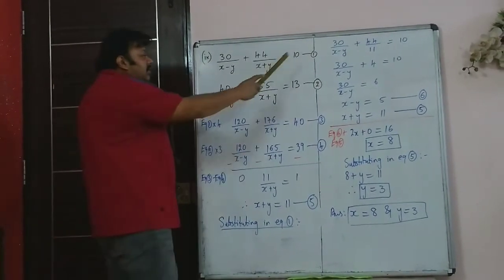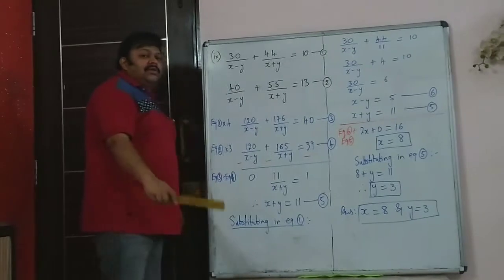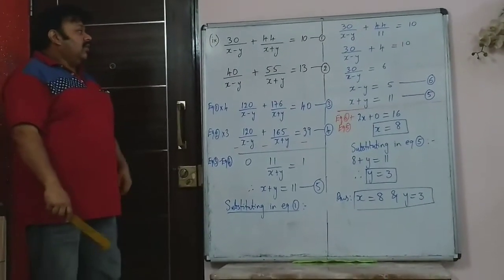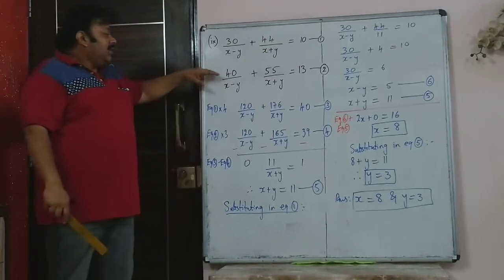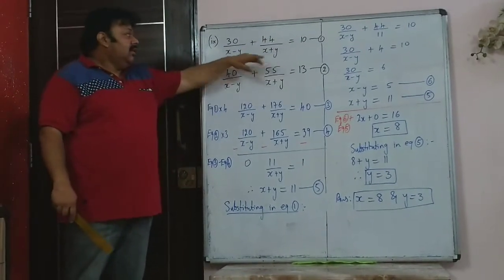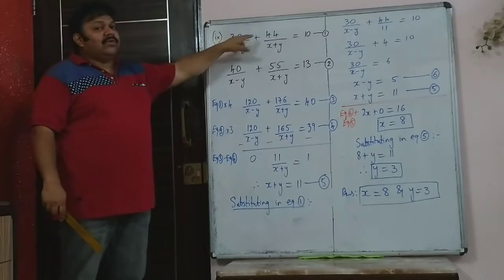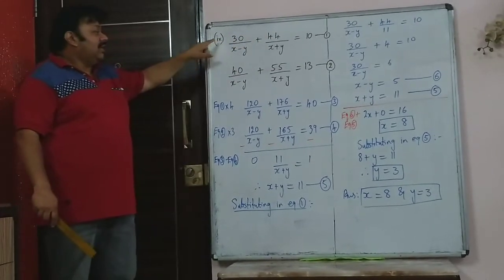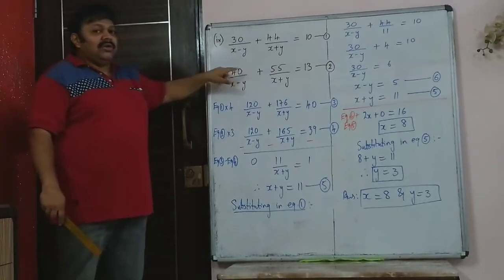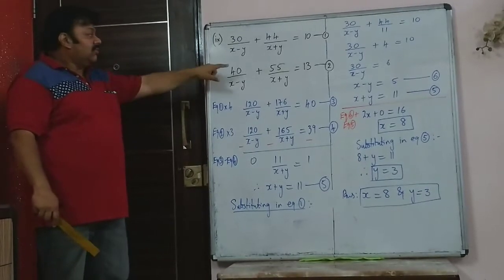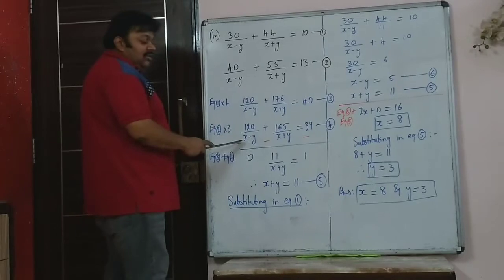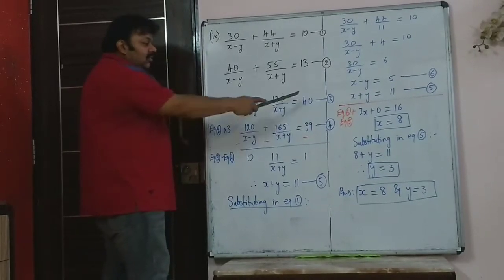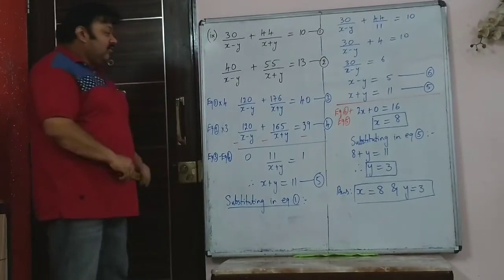So we have written the first and second equation as it is given in the question. Now we have to multiply this first equation by 4 and the second equation by 3, so that when you multiply the first equation by 4, this becomes 120, and when we multiply the second equation by 3, this becomes 120. Once both of them are 120, we can subtract them. So then we can do equation 3 minus equation 4.